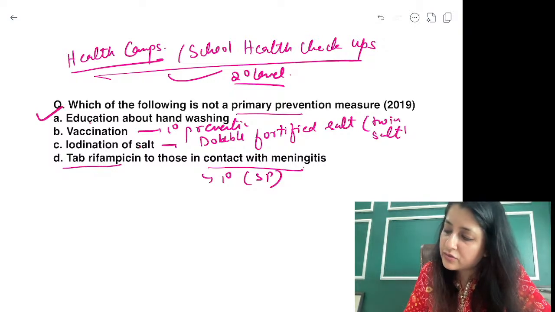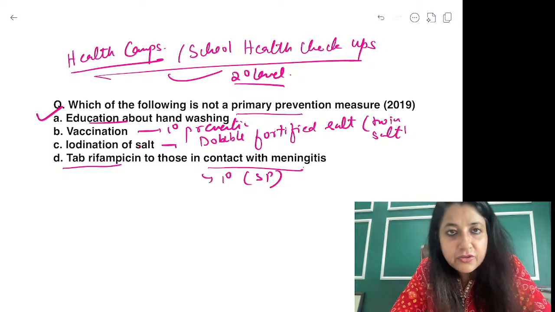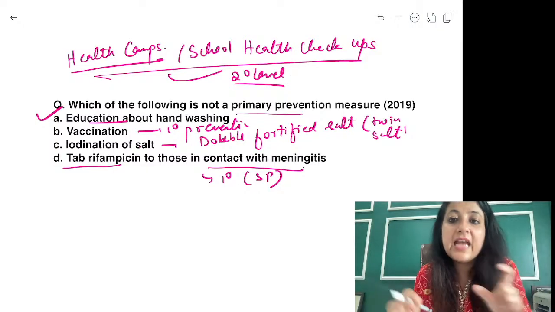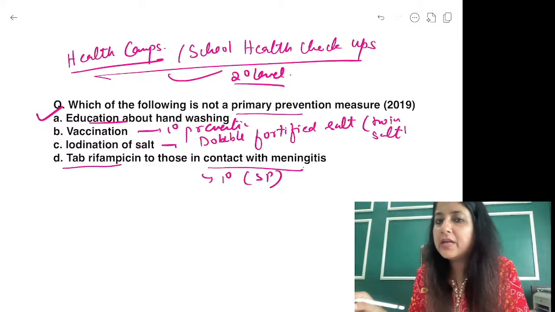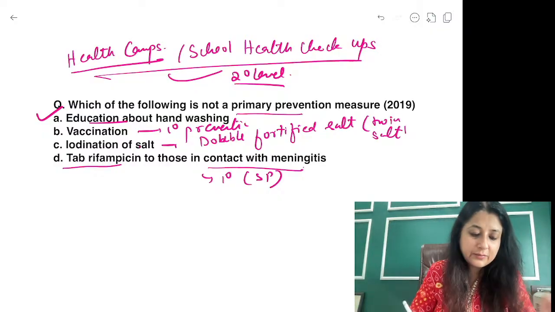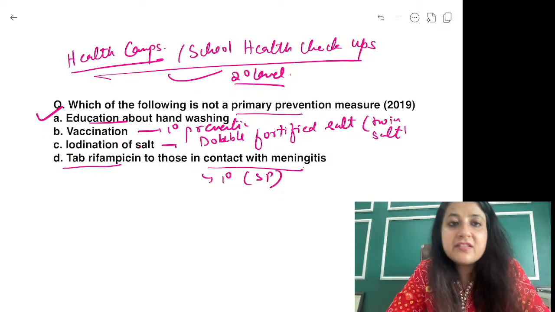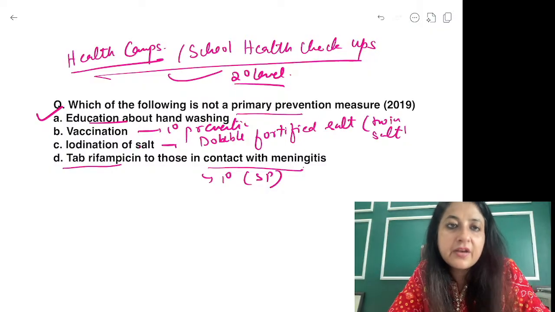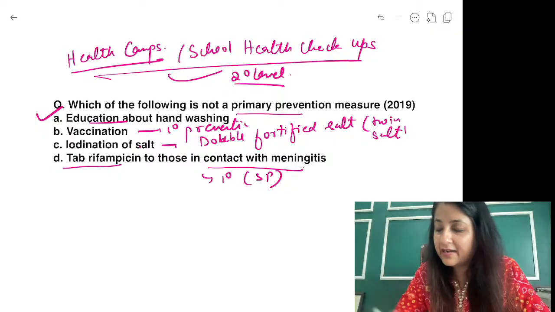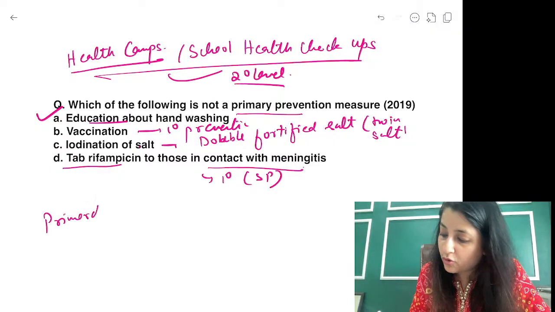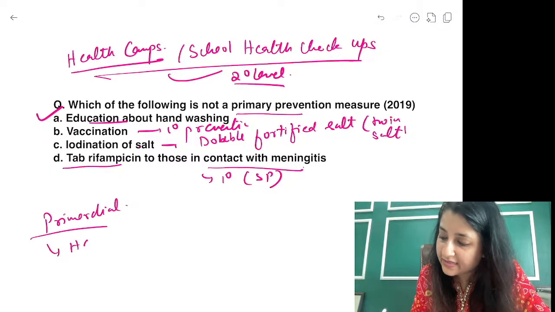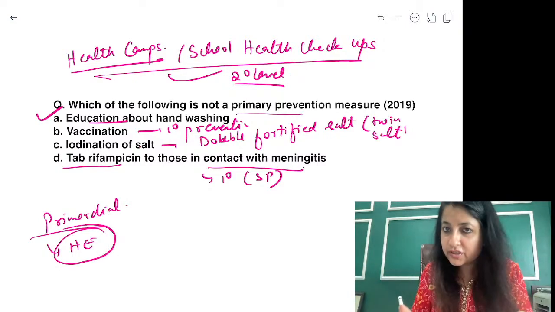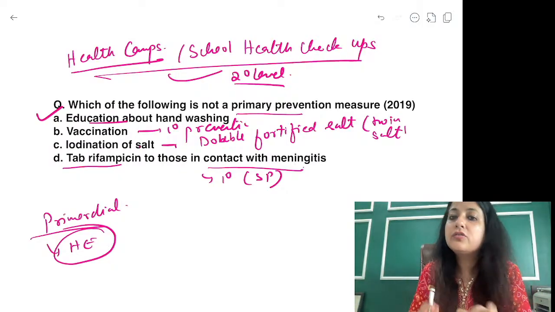Now here it was just written education. Health education, predominantly we are educating people to wash their hands. The question is not hand washing. Education about hand washing. So what is this one? This is primordial level of prevention. That is why I said read the question carefully. I didn't ask you hand washing is which technique over here. I am simply asking you education about hand washing. And always remember, in primordial prevention the mode of intervention that we use, guys, is health education. The question was not hand washing. The question was educating about hand washing. So that is primordial.